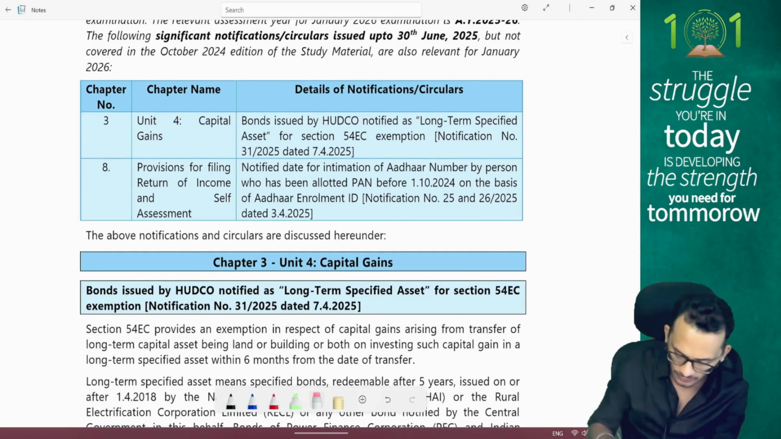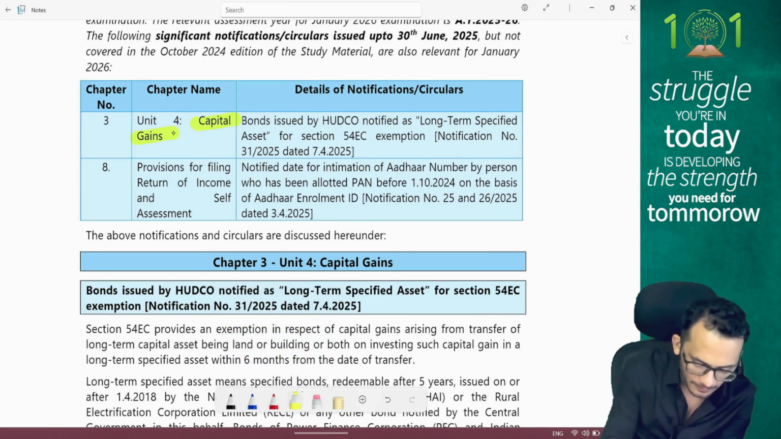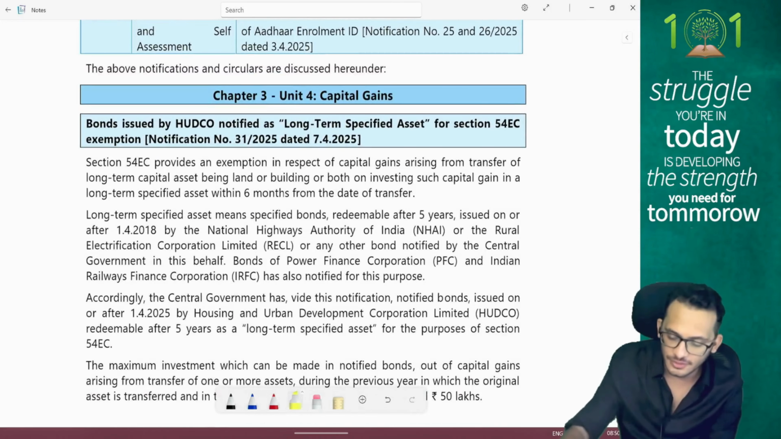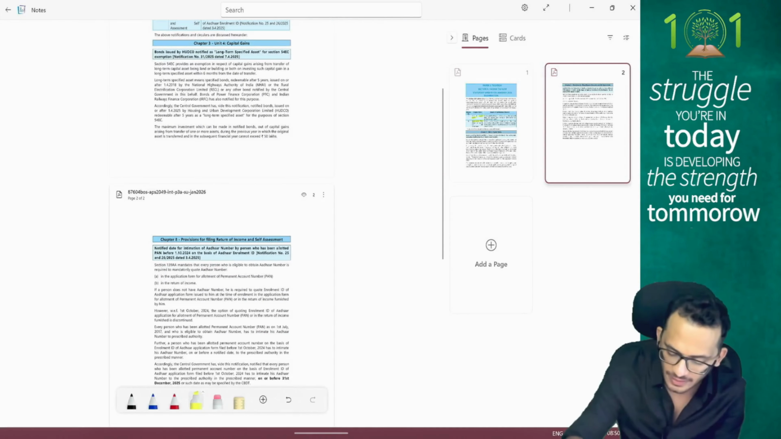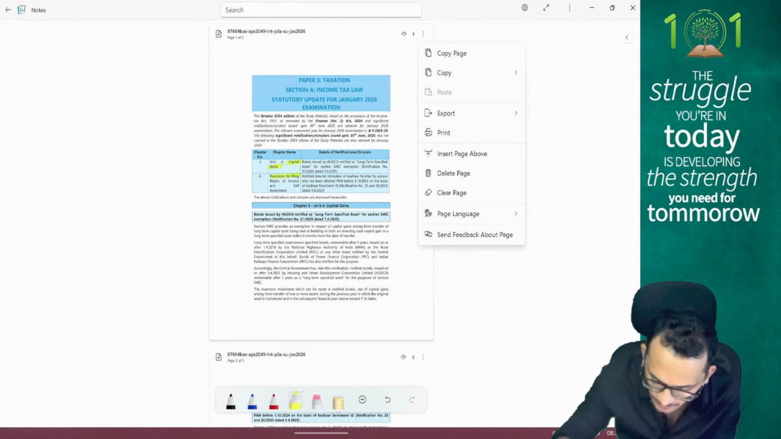Two updates have been notified by ICAI. One update is in your capital gains chapter, and one update is in your return filing chapter. So two updates is what ICAI has notified. Let's understand what the amendments are. First is something relating to section 54EC. Now let me put it out to you and tell you what exactly section 54EC looks like.